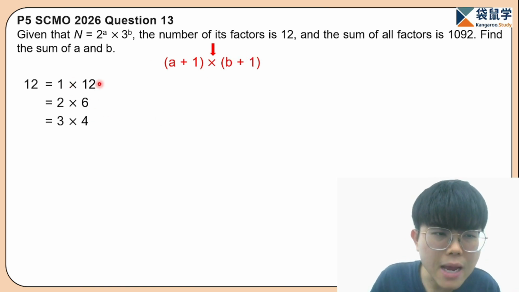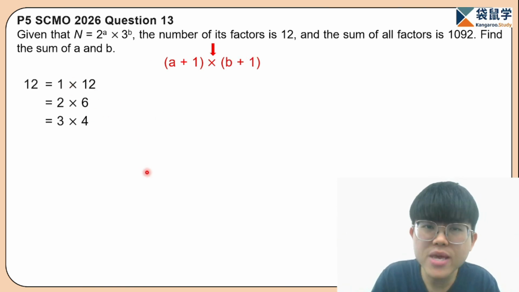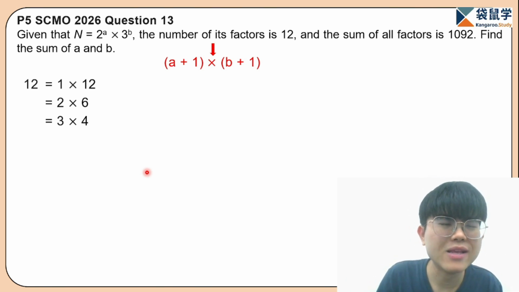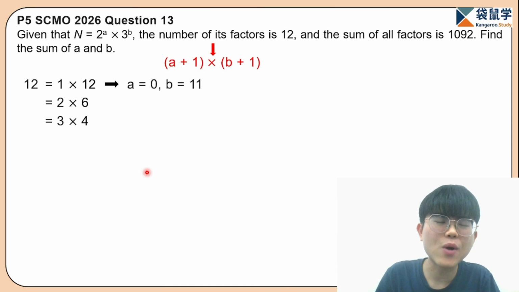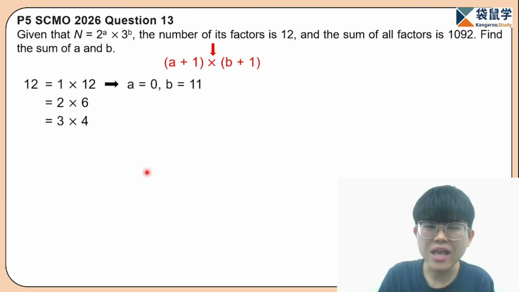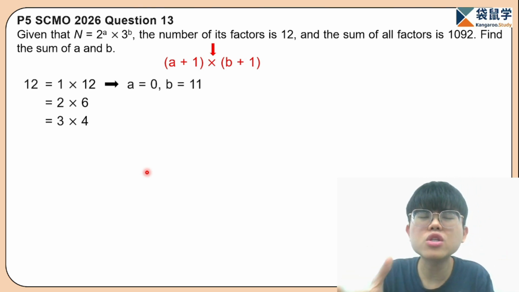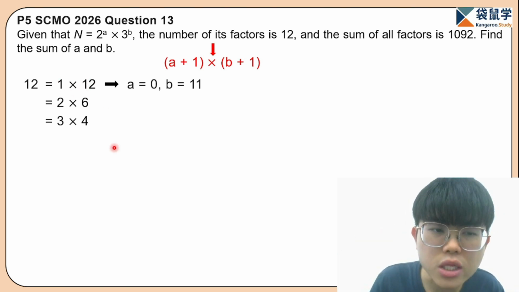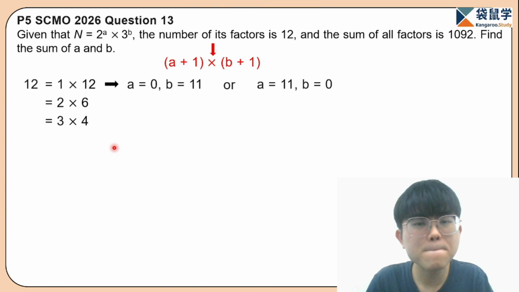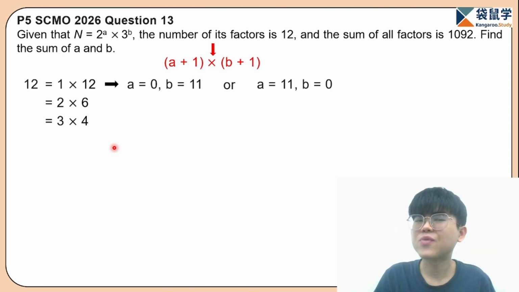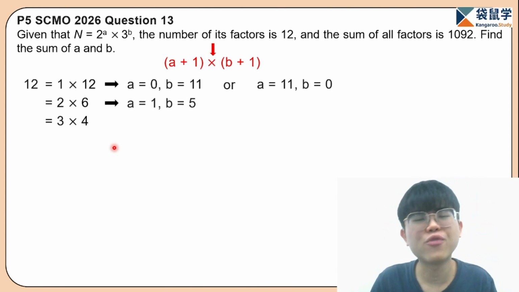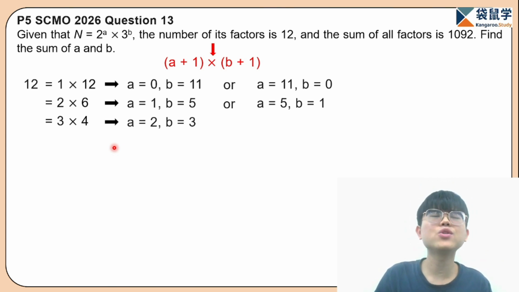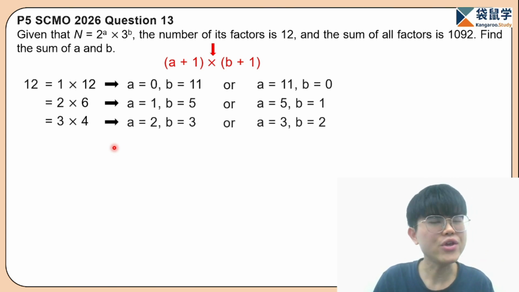Now, we have 1 times 12. What will be A? What will be B? A will just be 1 minus 1, which is 0. B will just be 12 minus 1, which is 11. And because in this case we do not specify which one is A or which one is B, there will be 2 different situations. It can also be A equal to 11, B equal to 0. Second, we can have A equal to 1, B equal to 5, or A equal to 5, B equal to 1. And finally, A equal to 2, B equal to 3, or A equal to 3, B equal to 2.